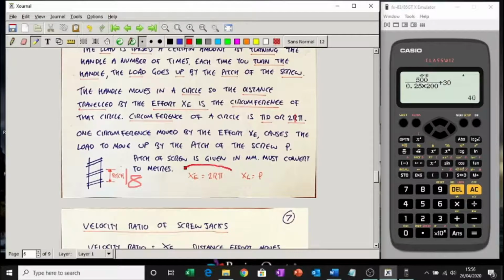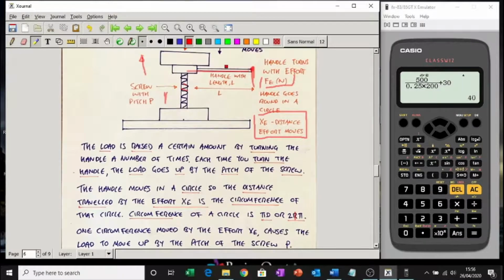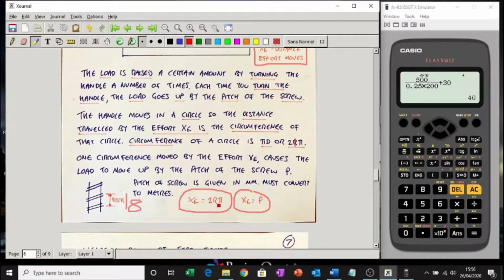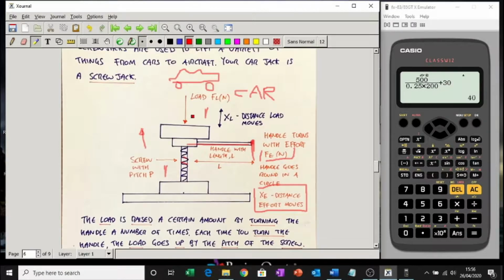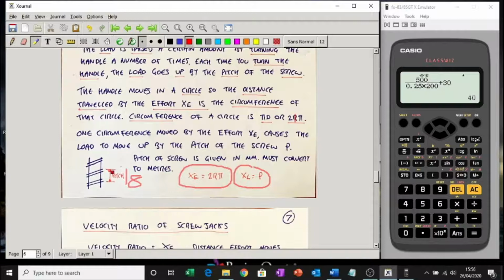So we can say that the distance moved by the effort is the circumference, which is 2 pi r. And the distance moved by the load is the pitch. Because every time you turn the handle, that's the effort, circumference, 2 pi r. Every time you turn that round once, this load goes up or down by the pitch of this screw. So the distance moved will be P, which will be in millimeters or meters.